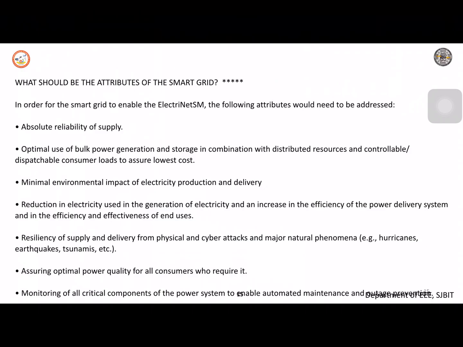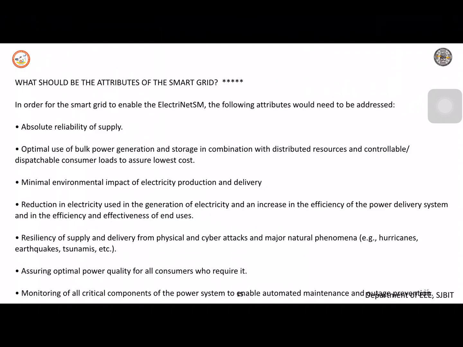Reduction in electricity use in the generation of the electricity and an increase in the efficiency of the power delivery system and in the efficiency and effectiveness of the end users. So this has to be taken care of. Transmission efficiency is in the range of around 76 to 78% and losses are around 28 to 30% almost. So that has to be improved effectively.